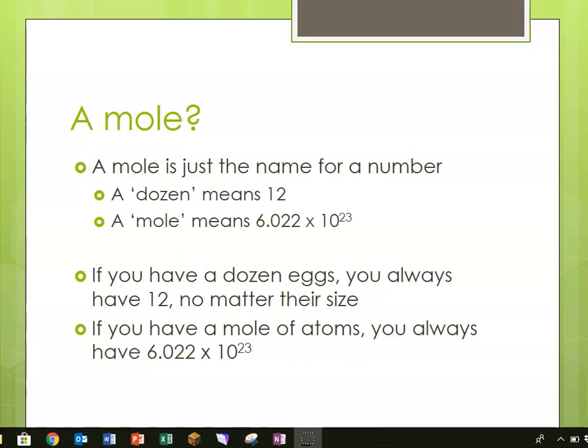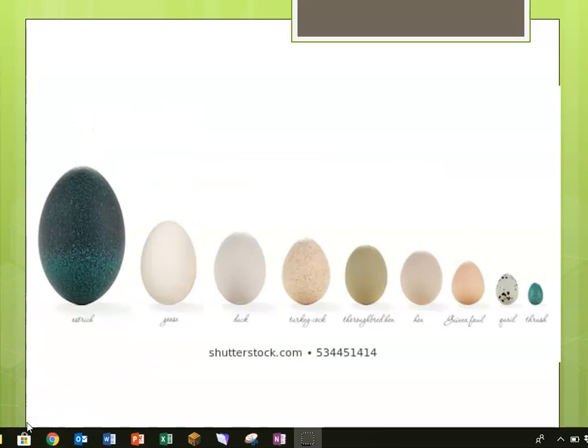So if I look at eggs for a sec, because eggs are something we all know. If I have a dozen eggs, I'm always going to have 12 eggs. It doesn't matter what type of eggs they are. So for example, maybe I've got 12 ostrich eggs. Maybe I've got 12 chickens' eggs. Maybe I've got 12 quail's eggs. I've still got a dozen eggs.